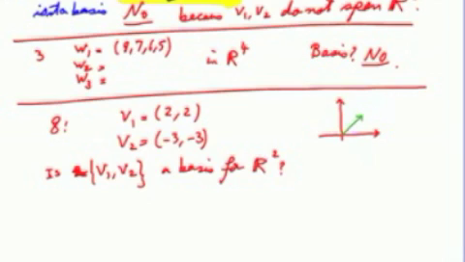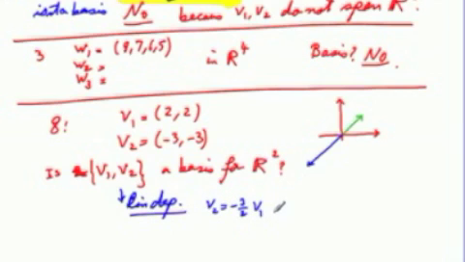So in this case, we see right away. This is (2, 2). This is (-3, -3). They are not linearly independent. So everything else out of the window. Very easy to see. For example, V2 is -3/2 of V1. They are linearly dependent.